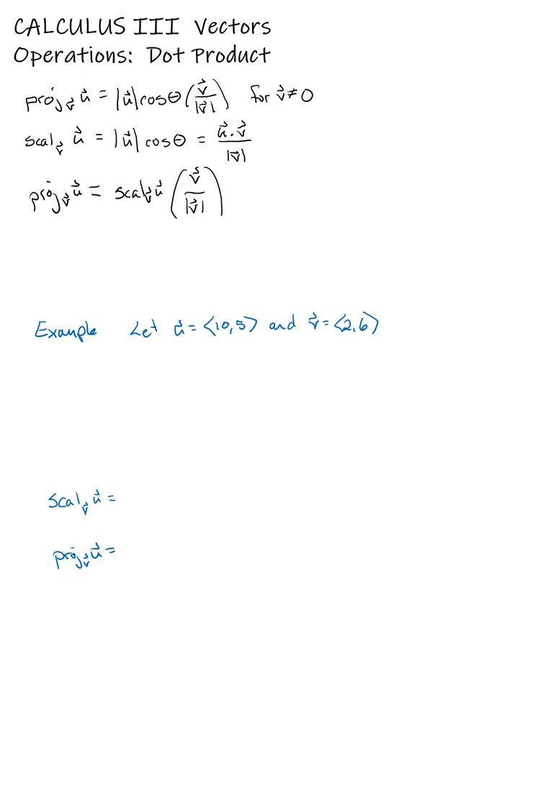I'm going to use this little definition in place of that. So I know that the projection of u in the direction of v is the scalar component. So that means I can write this as u dot v over the magnitude of v times vector v over the magnitude of vector v.